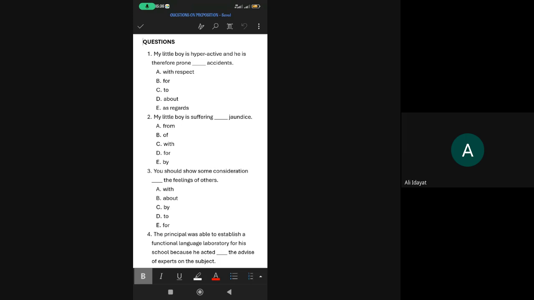Okay. Now I have some questions here. My little boy is hyperactive and he is therefore prone dash accidents. A, with respect. B, for. C, to. D, about. E, as regards. Which of these is the right option?